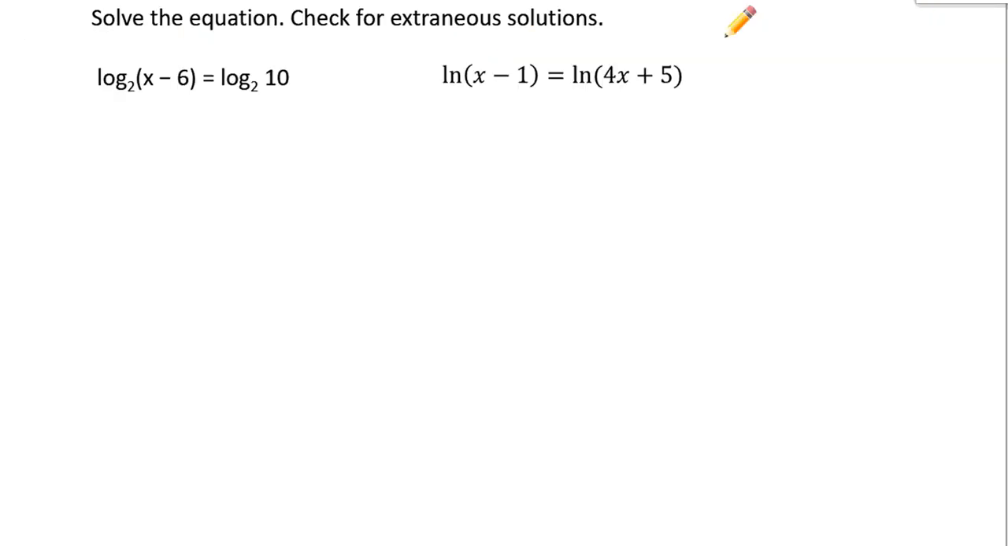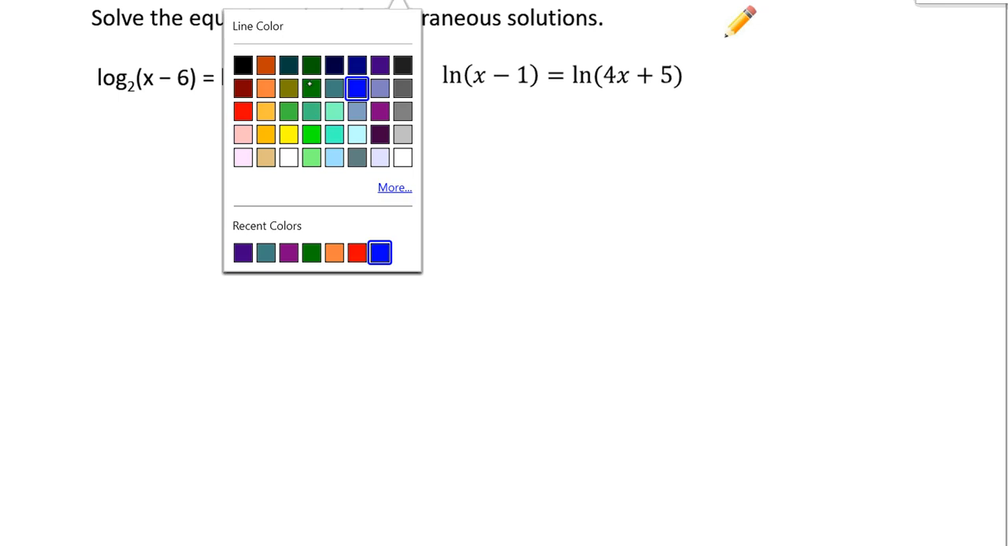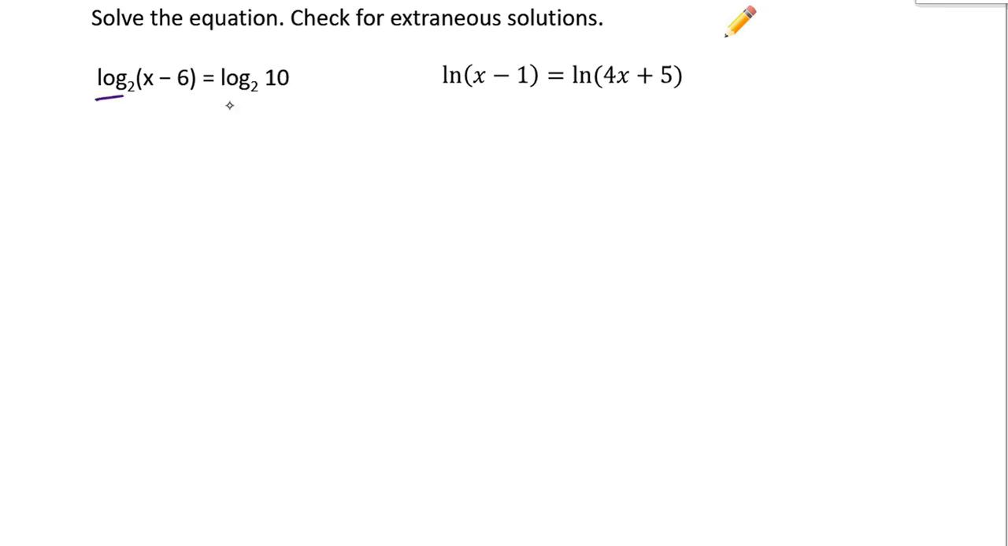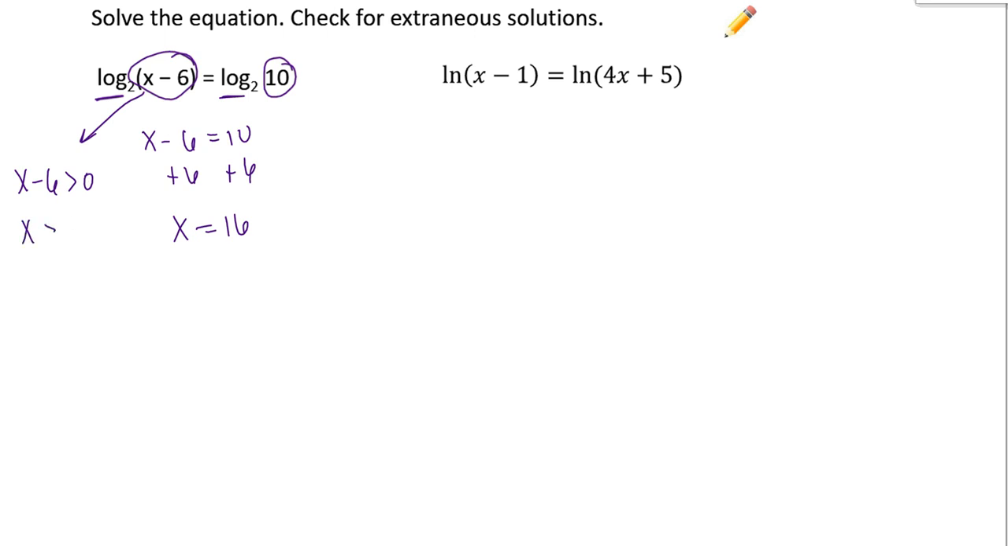All right, here we go. We've got a problem over here where we've got a log equals a log. If log base 2 of this stuff equals log base 2 of this, those two things have to match. They have to be equal to each other. Finish solving. I get x equals 16. Now, is that extraneous? Let's check. Using domain, x minus 6 is greater than 0. x has to be greater than 6. Yes, 16 works. So that one's done.